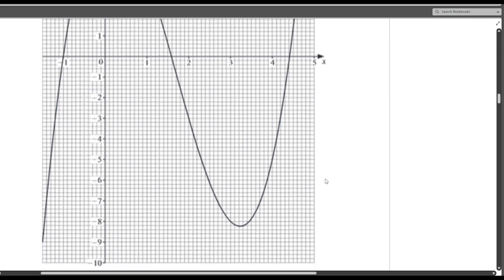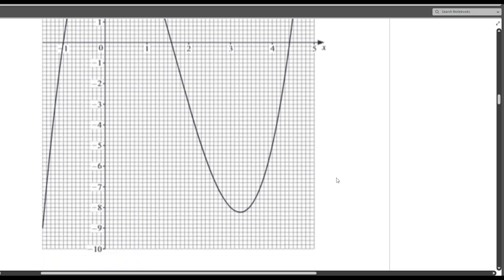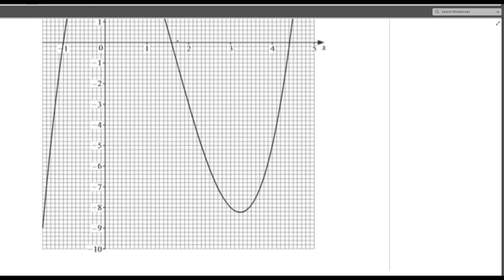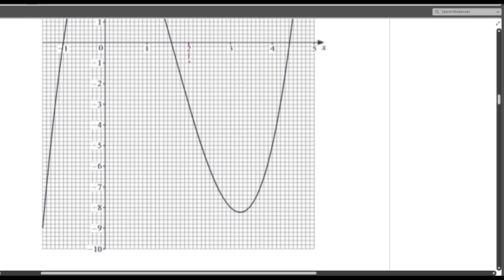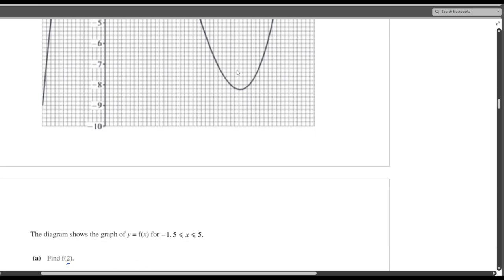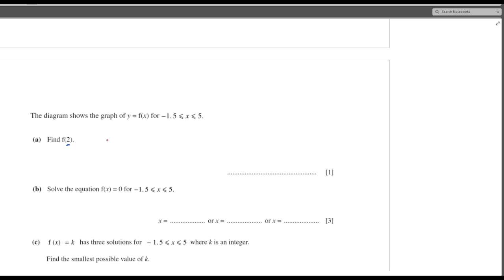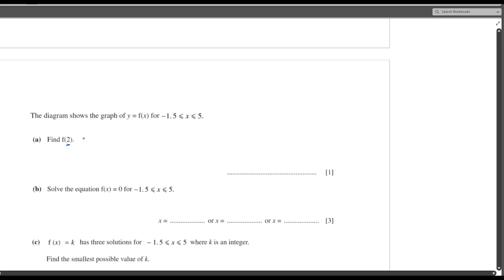So when x is equal to 2, I will draw a line from here at x equals 2, and I will see what my y coordinate is. As I can see here, the y coordinate is somewhere around -3. So I will say that f of 2 is equal to -3. My answer here is -3.